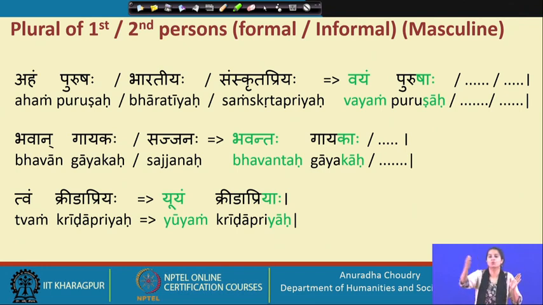So tvam becomes yuyam. Yuyam. Say that. Yuyam. You see, there are certain similarities with the English also. We had vayam, or the English has the we, and in Sanskrit it is vayam. Now we have the word yuyam to indicate plural second person, and the English is the you. All right. So we have tvam krida priyaha, yuyam krida priyaha.